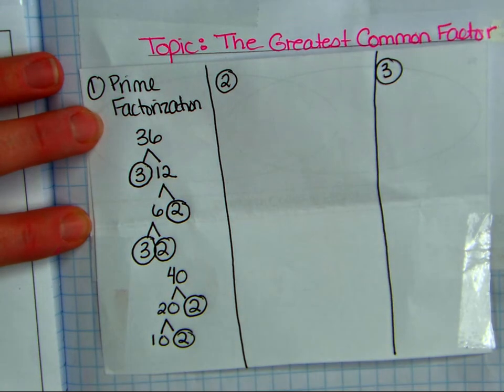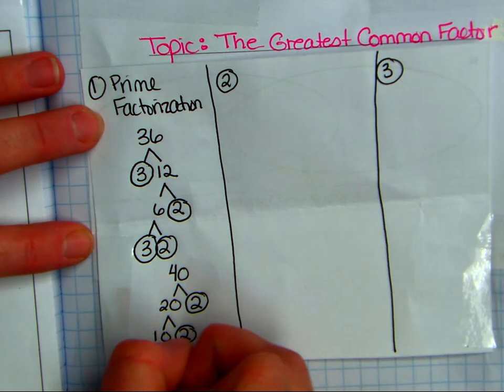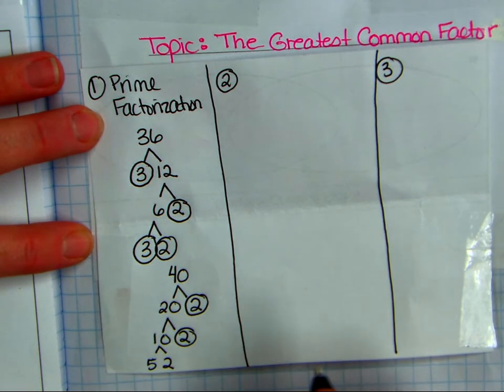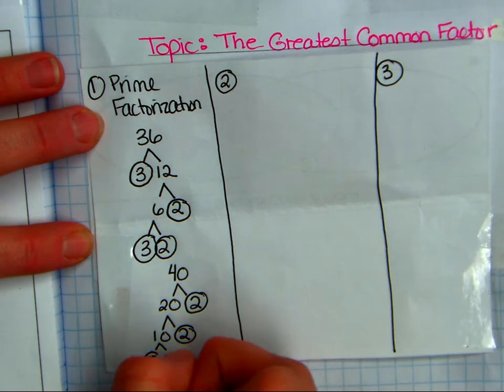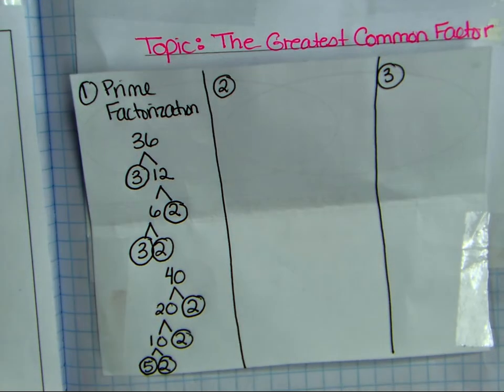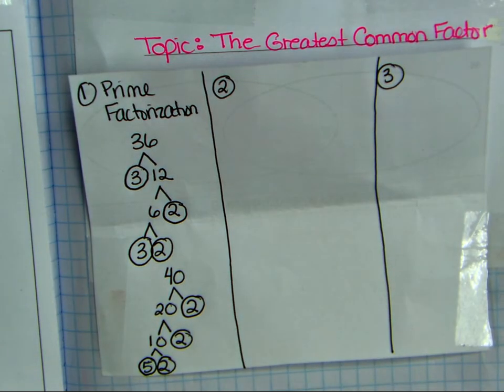What about number 10? What are the two factors? Lane? 5 and 2. Are either of those prime, Lane? Both are. So we finished doing both of our numbers.